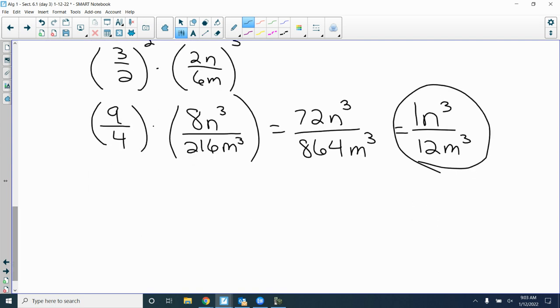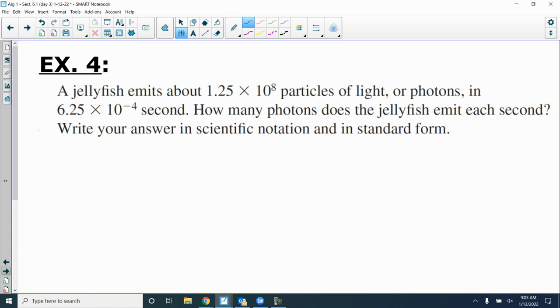All right, last one on this page. Got some photons. I think we're a little Star Trek here. Photon torpedo. Jellyfish emits. We're going to talk a little bit about scientific notation here. 1.25 times 10 to the 8th particles of light, or photons, in 6.25 times 10 to the negative 4th second. How many photons does a jellyfish emit each second?